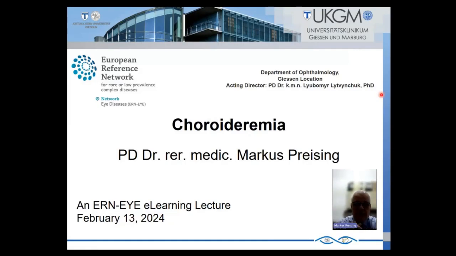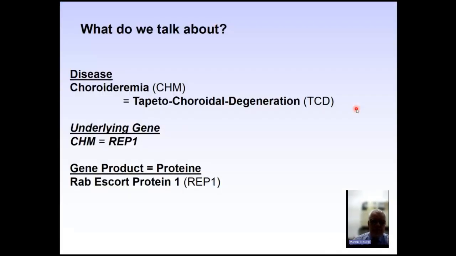My name is Markus Preising, and I've been in choroideremia research and patient support since 1992, when choroideremia was identified as a second gene of inherited retinal disorders.